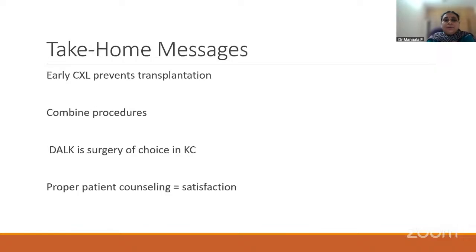So the take-home messages will be: early collagen cross-linking will prevent a lot of transplantation. Always we can combine procedures like collagen cross-linking with PRK, collagen cross-linking with contact lenses, collagen cross-linking with ring segments, and all. And DALK will be the surgery of choice in keratoconus. And for all these patients, proper counseling will lead to complete satisfaction of the patient. Thank you.